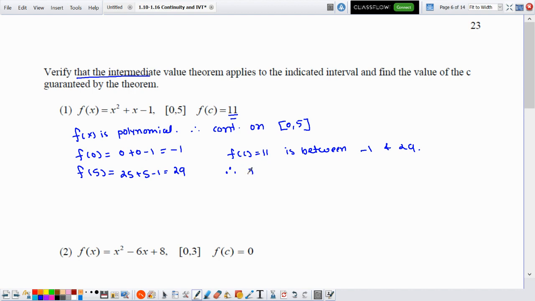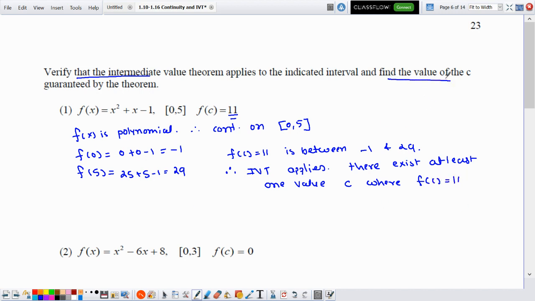Therefore, the intermediate value theorem, IVT, which is a very popular acronym, applies, and there exists at least one value c where f of c is 11. Now here, the task is to find that value c. So you have to find that actual number c.